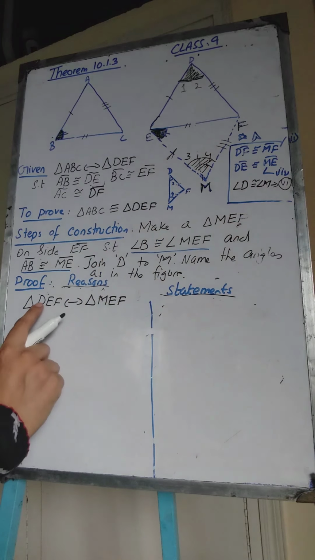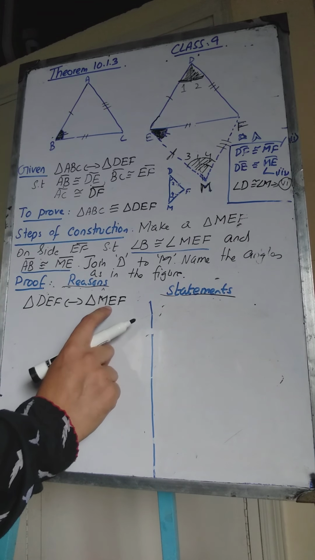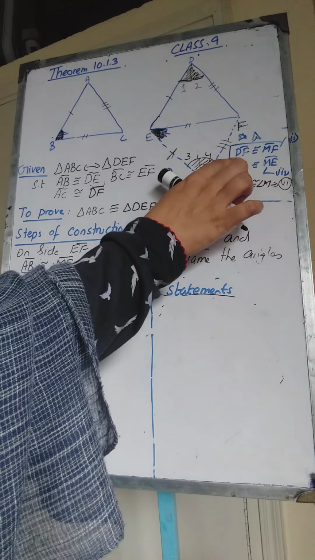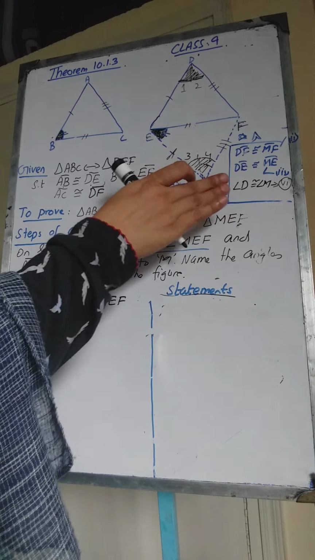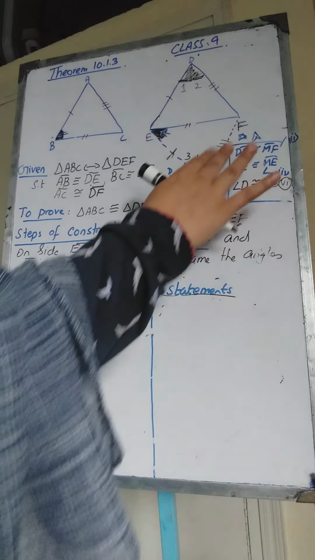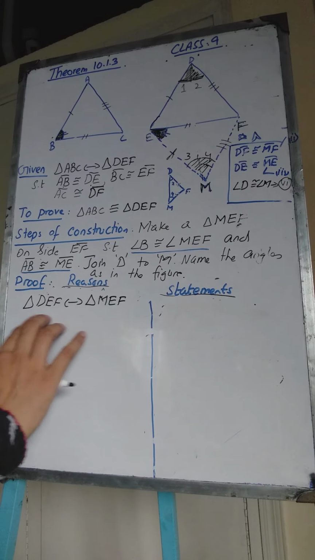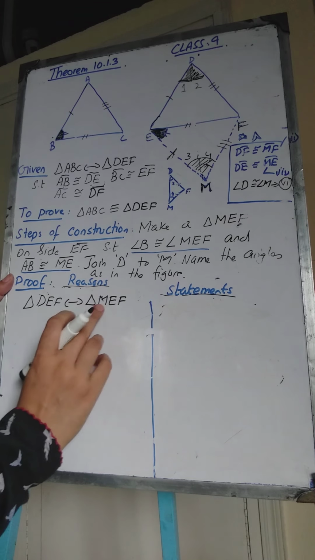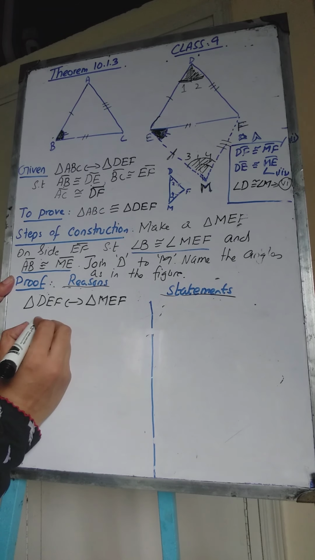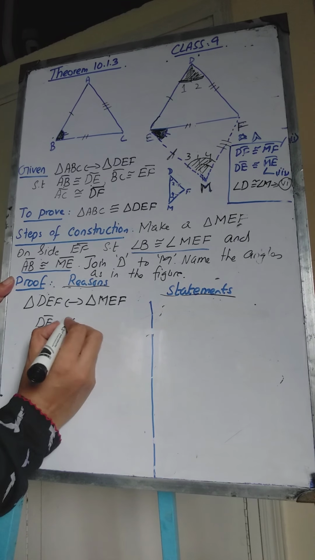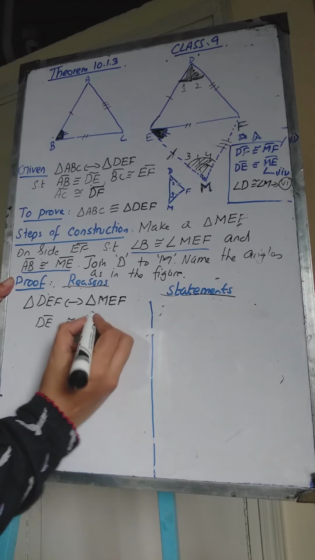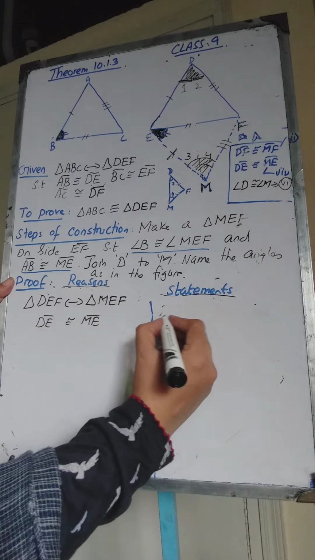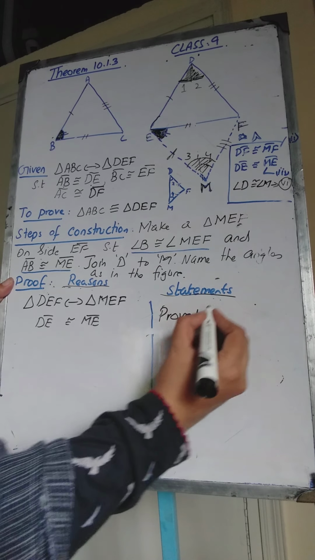Look, DE is congruent to ME, so I have taken DE corresponding to ME, and DF I have taken corresponding to MF because we have proved it already. So whatever information you have, the congruency of whatever angles and sides you have, take them corresponding. Okay, be very careful with it. So triangle DEF corresponds to triangle MEF. Here DE is congruent to ME. This we have proved in equation 3. We have already proved it in the previous step.